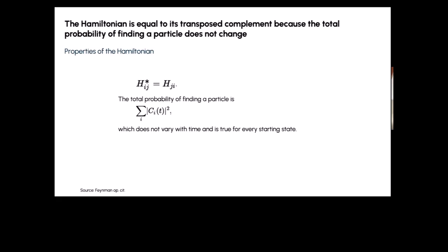So the Hamiltonian is equal to its transposed complement. This star means transposed complement. That's when you turn around the matrix and exchange every element with its complement. You remember Z is equal to X plus E times Y, and Z complement is X minus E times Y. When you take the matrix, turn it around, and replace all its elements by their complements, that doesn't change the matrix. So it's a unitary matrix, equal to its transpose complement, and the total probability of finding a particle is the sum of each of the amplitudes. And that is of course independent of time.